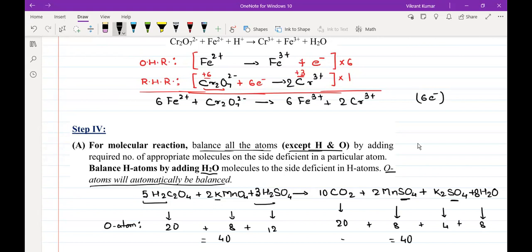Is it okay? So once you have balanced all the remaining atoms, oxygen will automatically be balanced, and that's a check if we have done right or wrong. ठीक है? Any doubt?